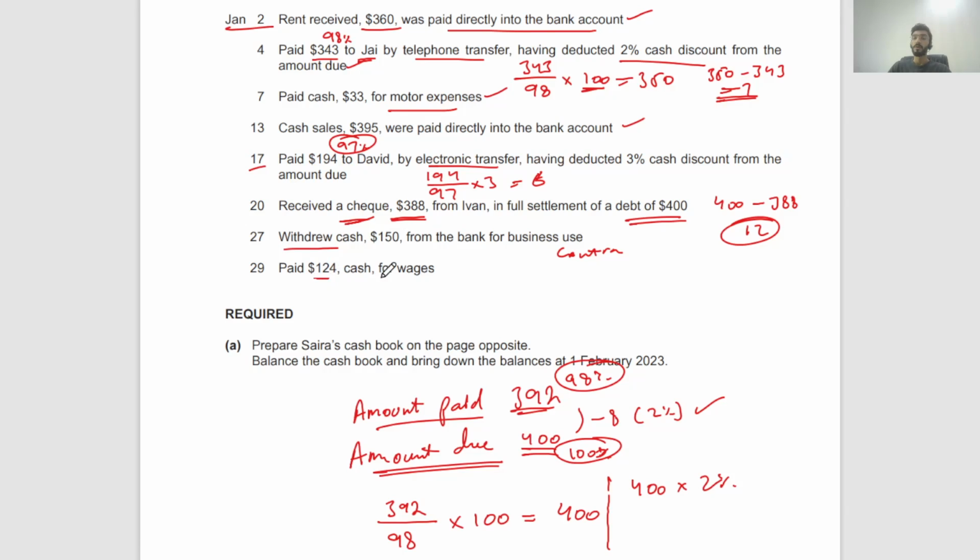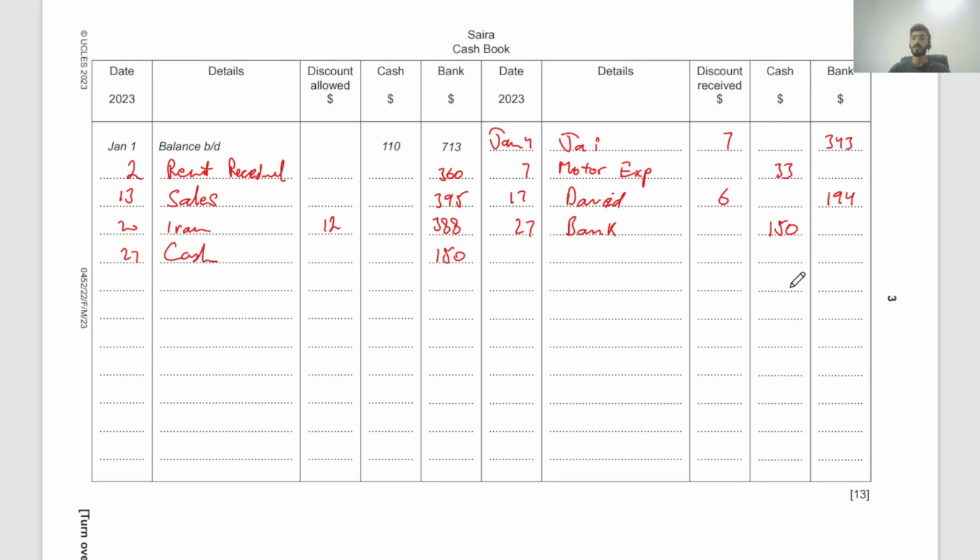Paid 124 cash for wages. And that's a simple transaction. Cash credit 124. Wages. When did that happen? 29th.